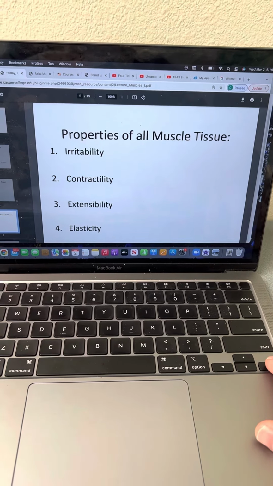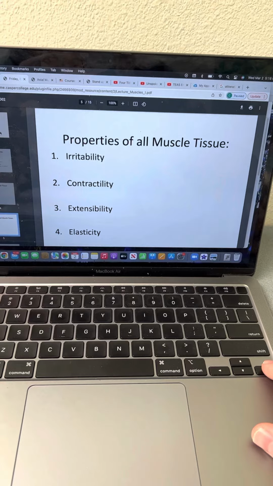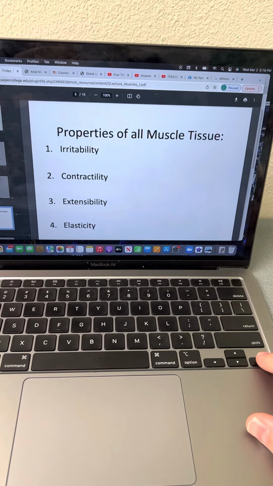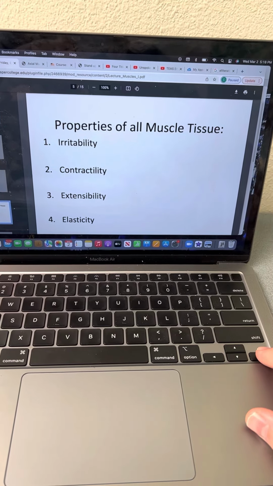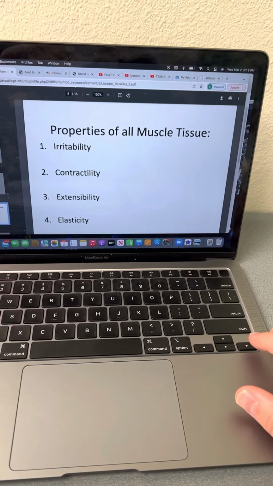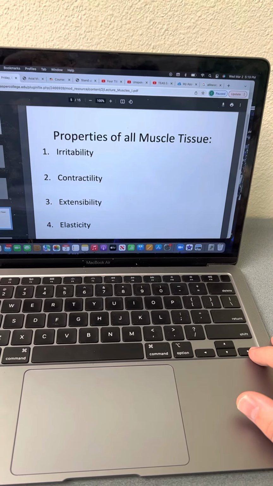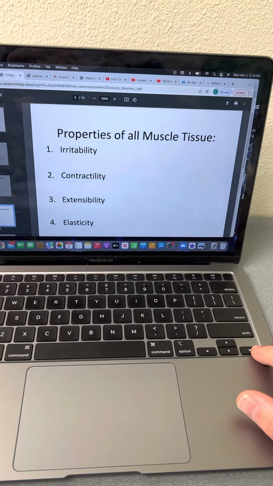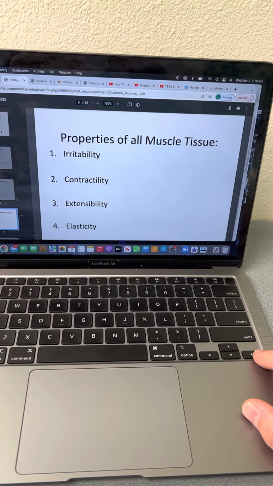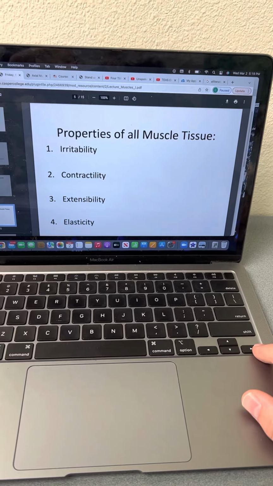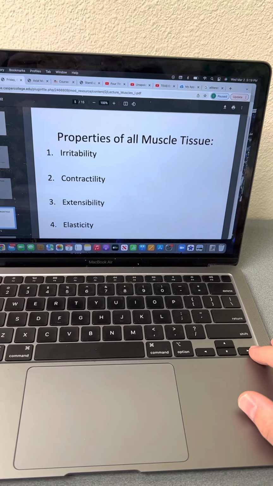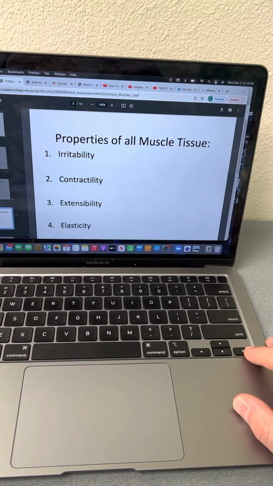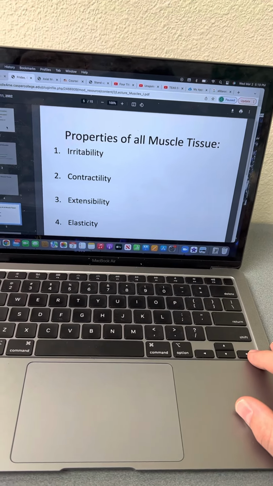Properties of all muscle tissue: number 1, irritability. Number 2, contractility. Number 3, extensibility. Number 4, elasticity.